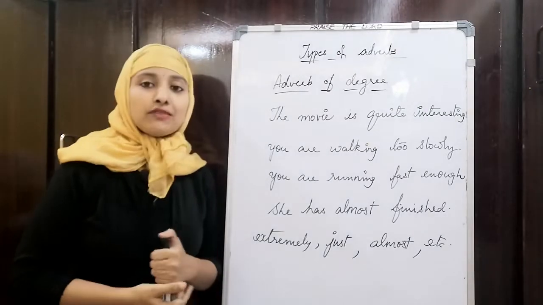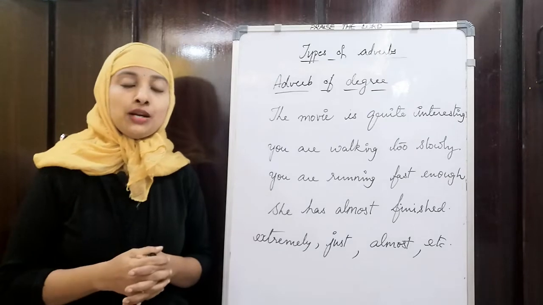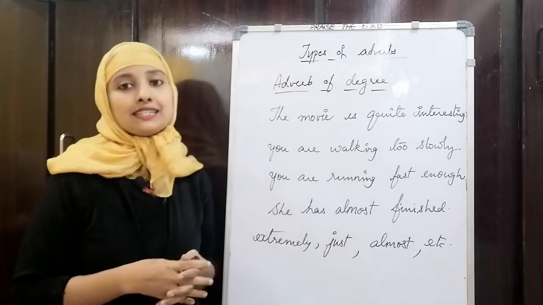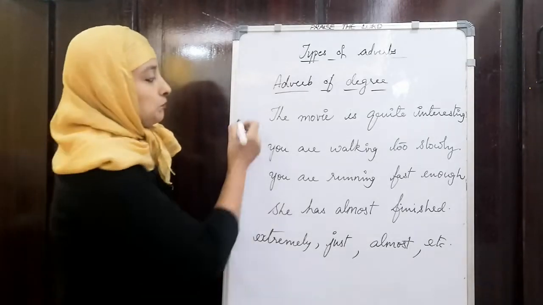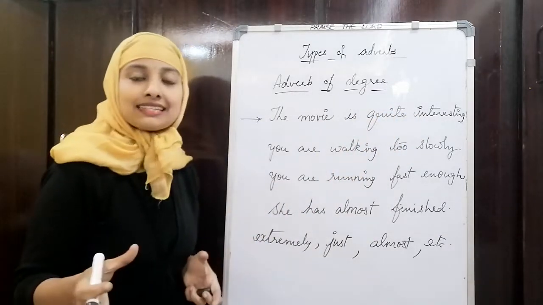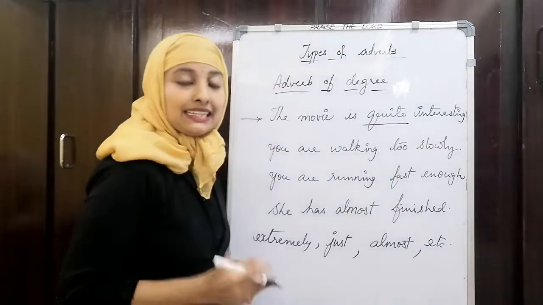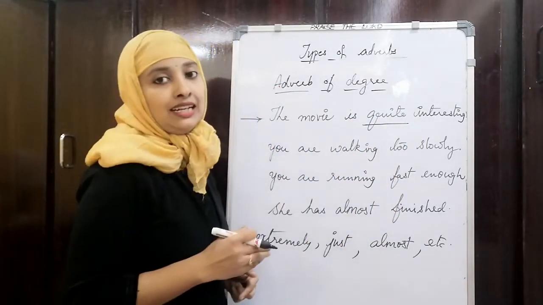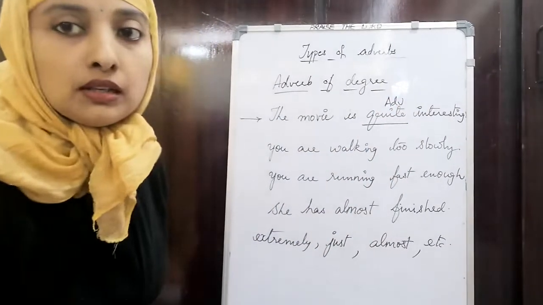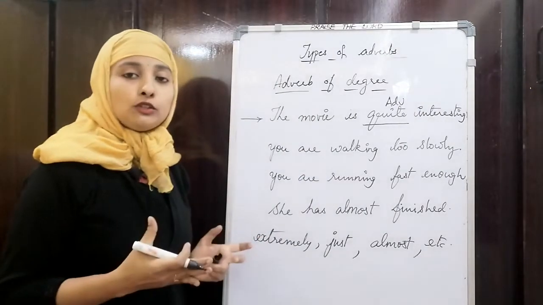So next is adverb of degree. So what is this adverb of degree? Adverb of degree is actually used to tell about the intensity. Okay. Intensity of how intensified it is. So suppose if you see the sentence, the movie is quite interesting. If you simply say the movie is interesting, it is interesting. But when we are using this word quite interesting, that is indicating the intensity of the interest. So this is adverb. So when we are trying to tell about adverb of degree, we are trying to tell about the intensity.